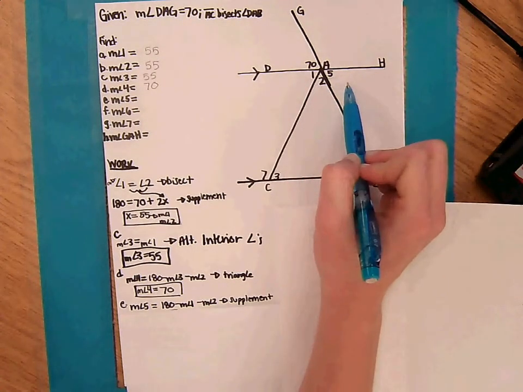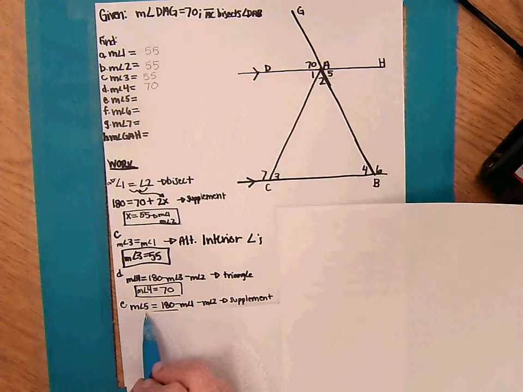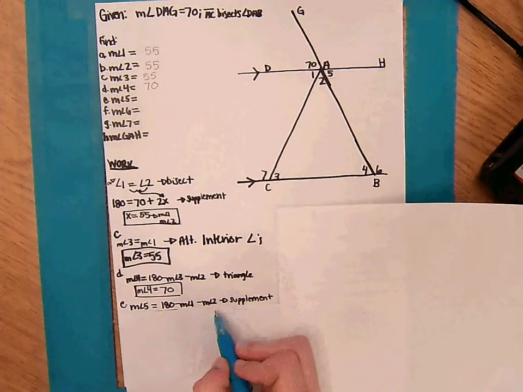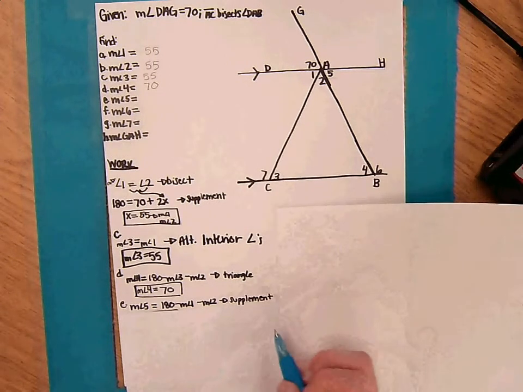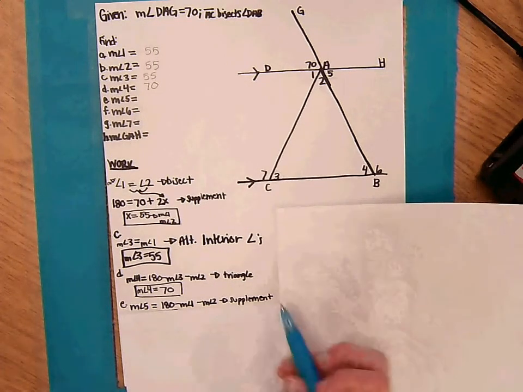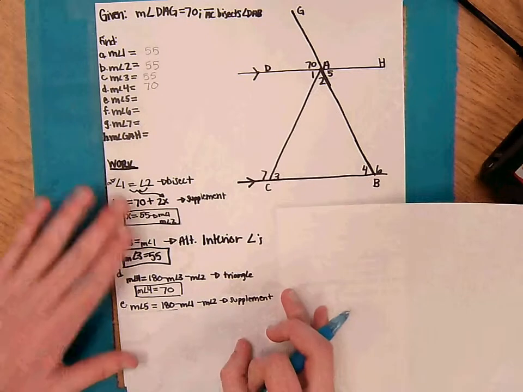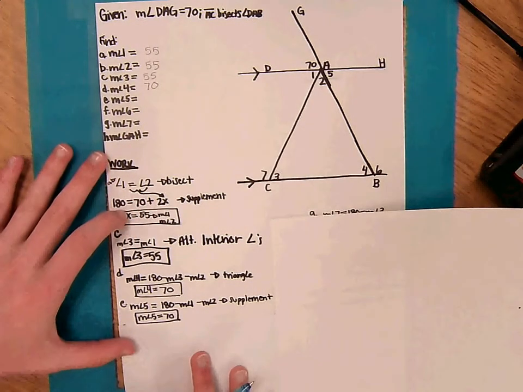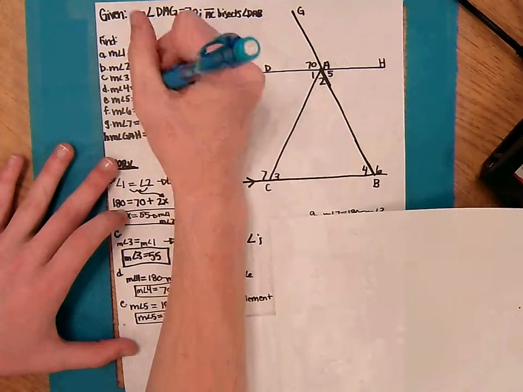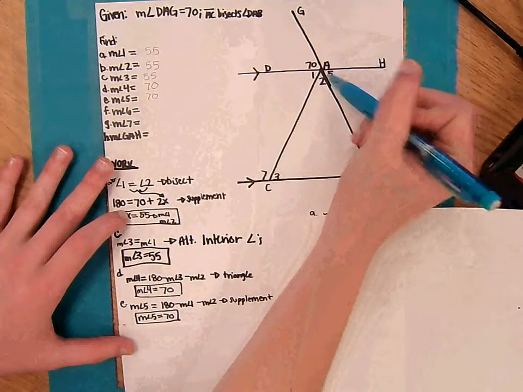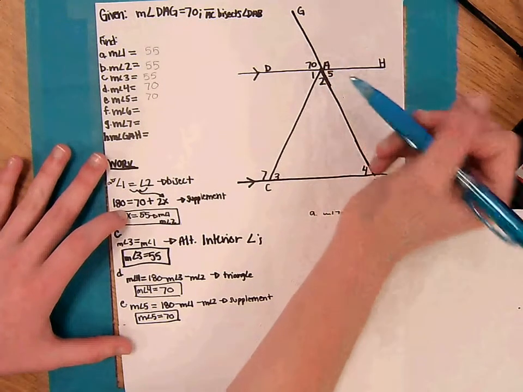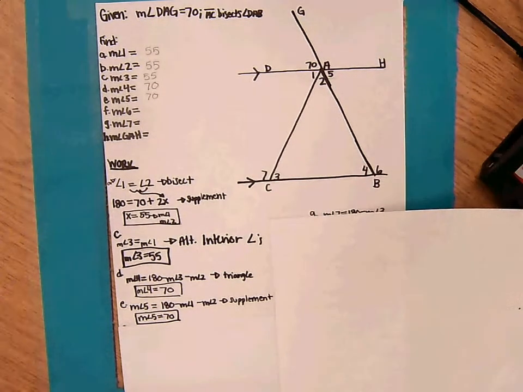The way I set it up was measure of angle 5 equals 180 minus the measure of angle 1 minus the measure of angle 2. My reason for that, you don't have to write a reason, but I'm just showing you, is because they're supplementary. Doing all that math out, I got measure of angle 5 to be 70. You could also go the vertical angles route. As you can see here, they are vertical angles, but I just did it the supplement way. You can do it two different ways.